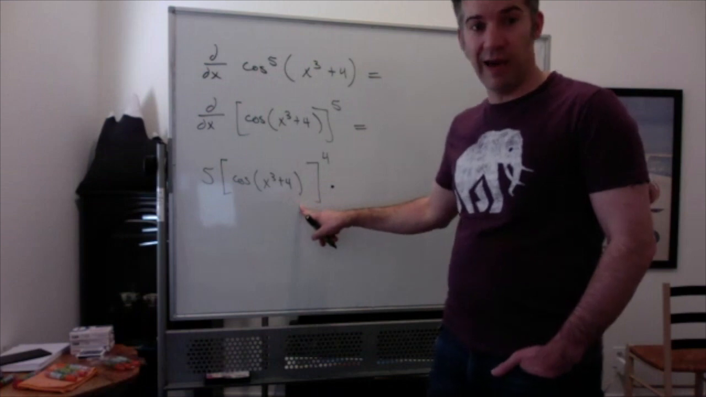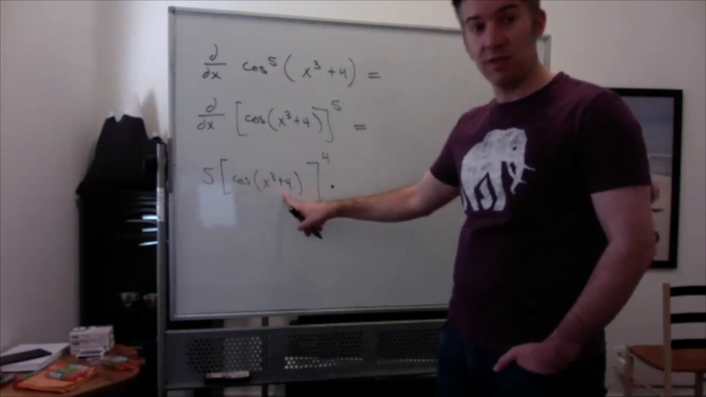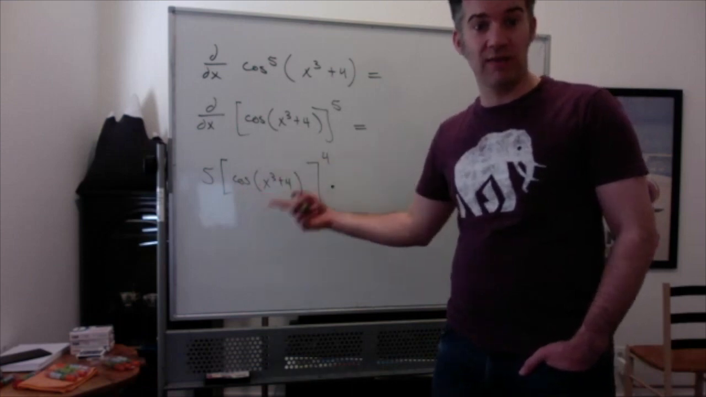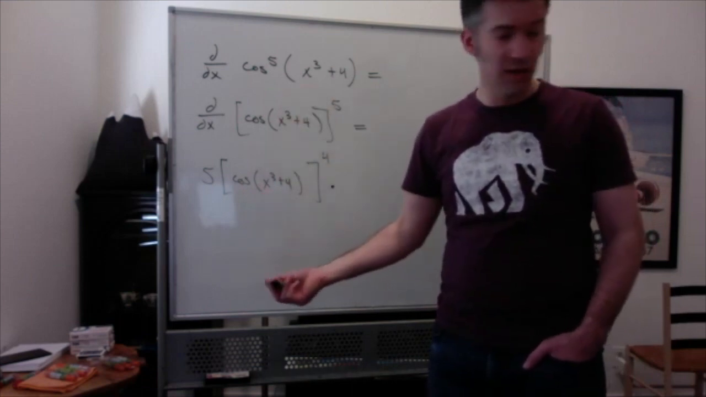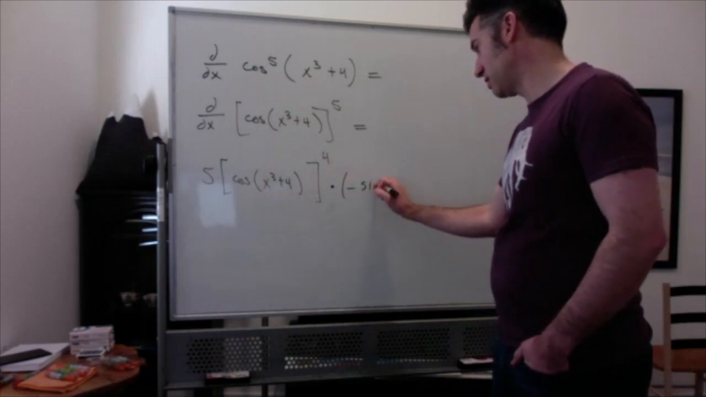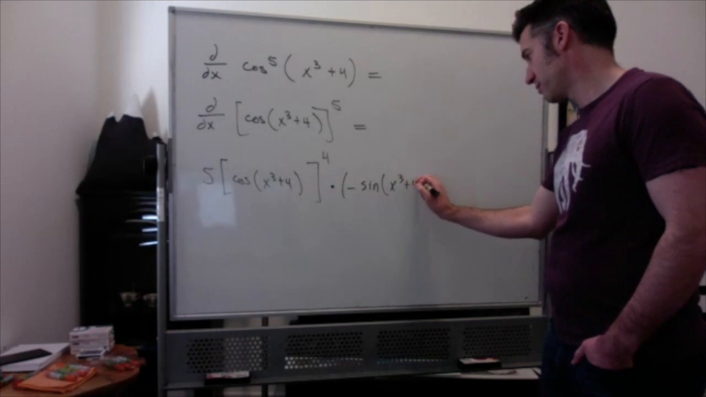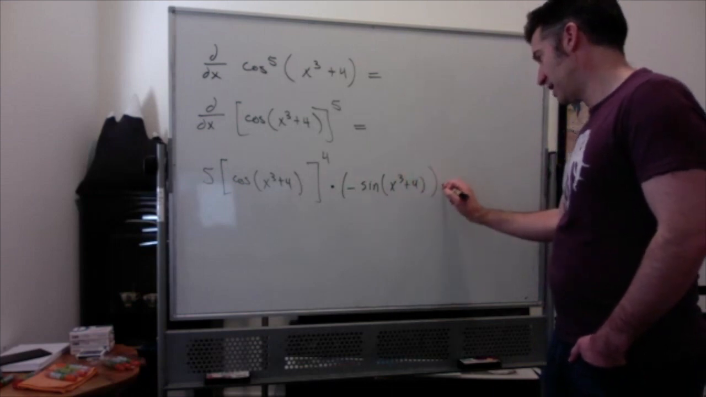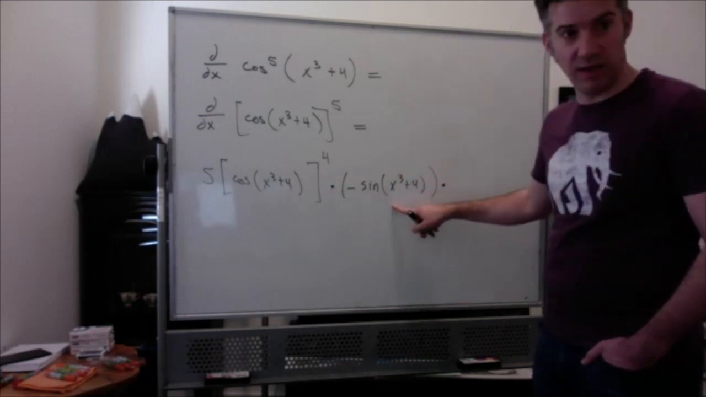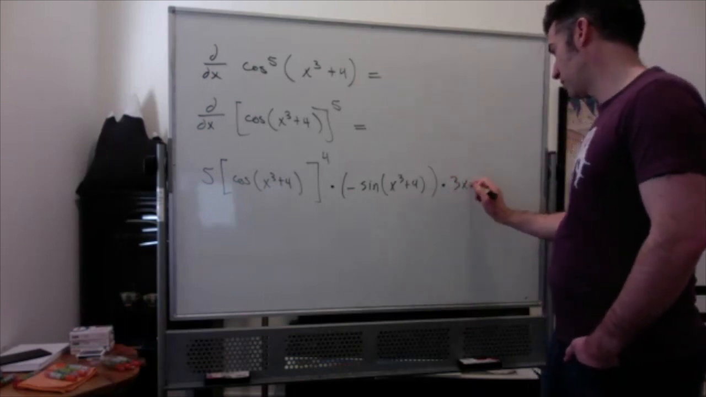But now I have to use the chain rule again, because the derivative of cosine of some new stuff, well, the derivative of cosine of something is negative sine of something. So cosine of stuff is going to be negative sine of that new stuff times the derivative of that stuff. And the derivative of x cubed plus 4 is 3x squared.